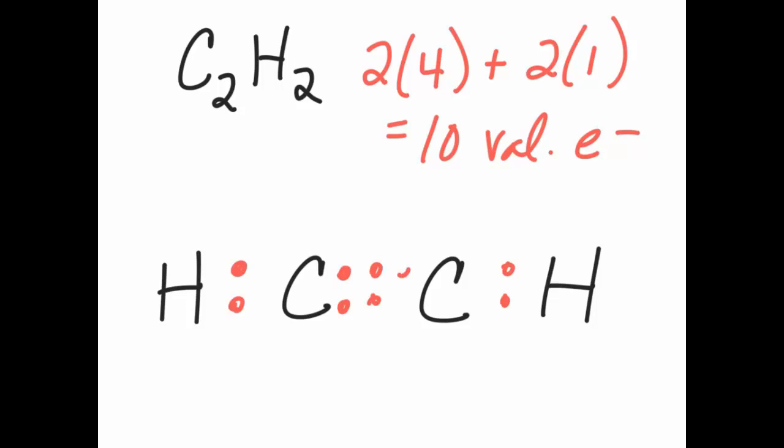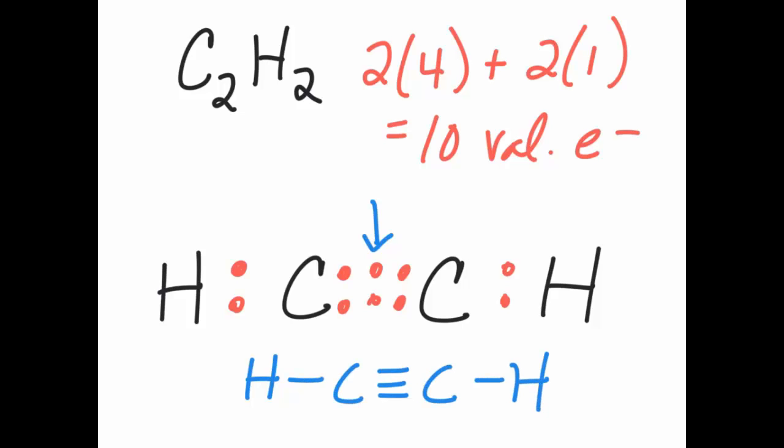How about those final 2 I also put in the middle? And we've got a triple bond in between those 2 carbons. And now each hydrogen has 2, each carbon has 8, and we've used up our 10 valence electrons. If we wanted to do a simplified model, we could use the sticks to show the single bonds on the right and the left, and then the triple bond in the middle.